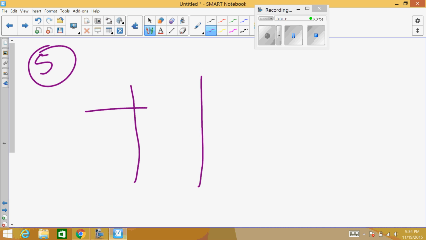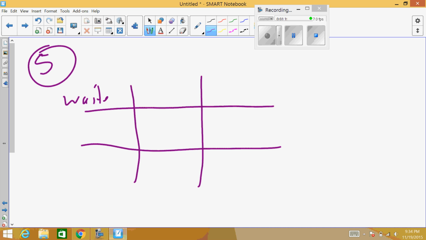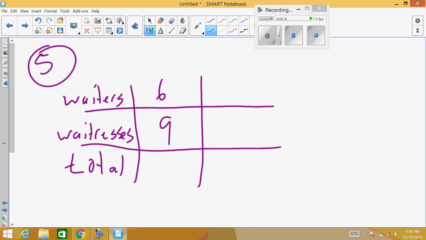And I'm going to say that right now I've got 2 groups. I've got waiters and I've got waitresses. So I've got my labels in there, and then this bottom one is going to be my total. So currently we have 6 waiters, 9 waitresses. That's a total of 6 plus 9, 15 servers.